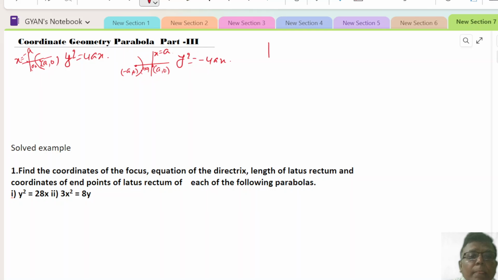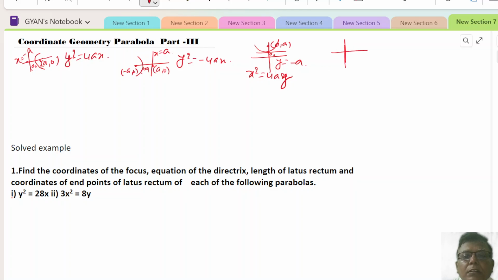Now, this point is (0, 0). This point is (0, a). That is the focus. And this line will be y = -a. And the equation is x² = 4ay.